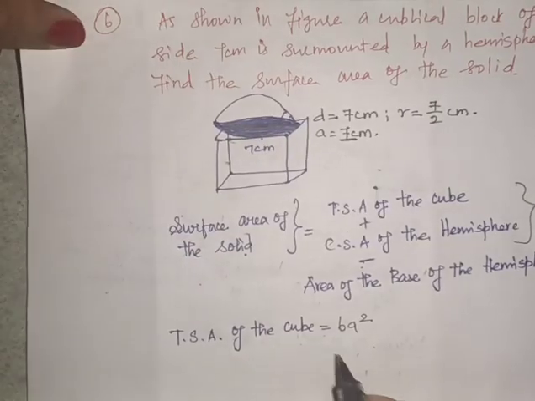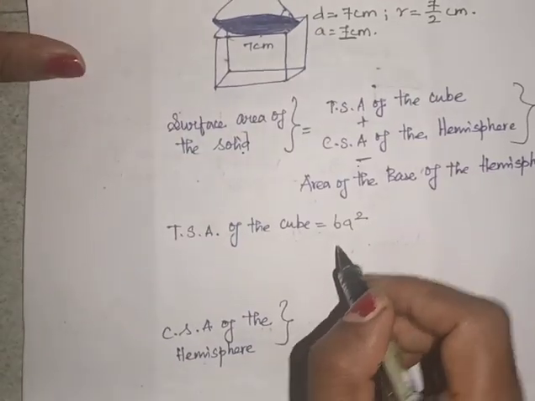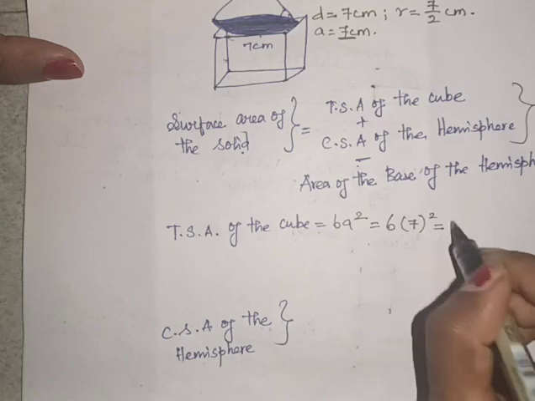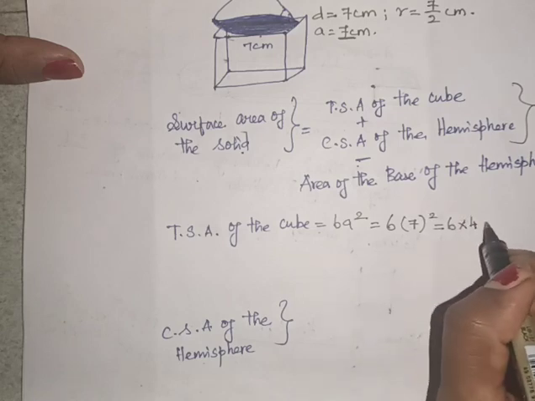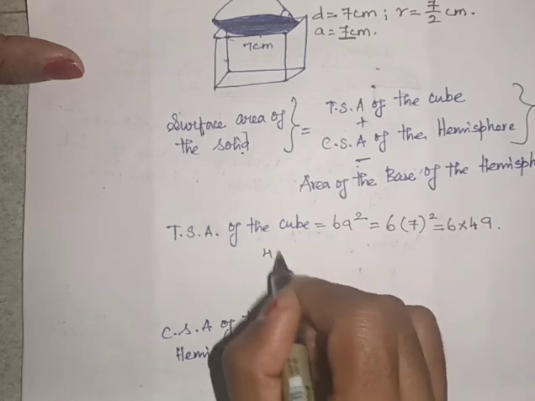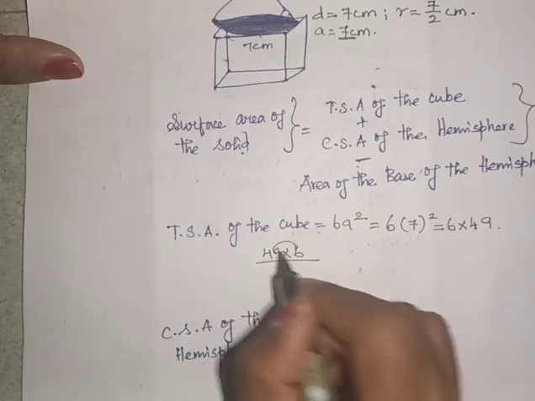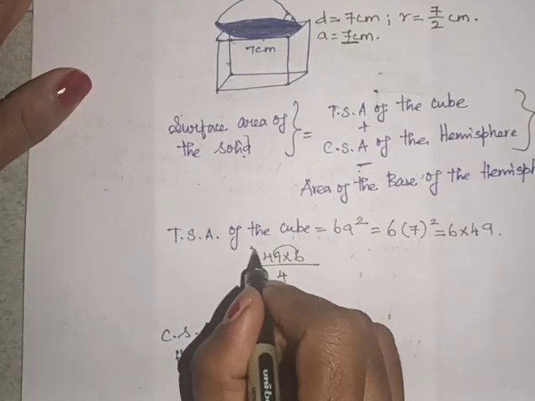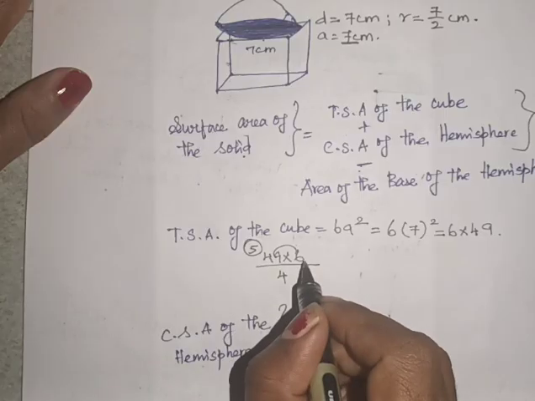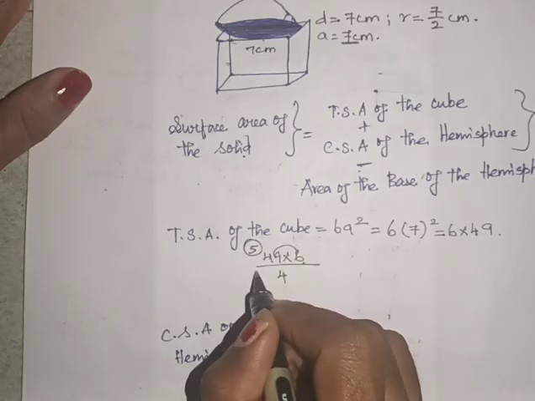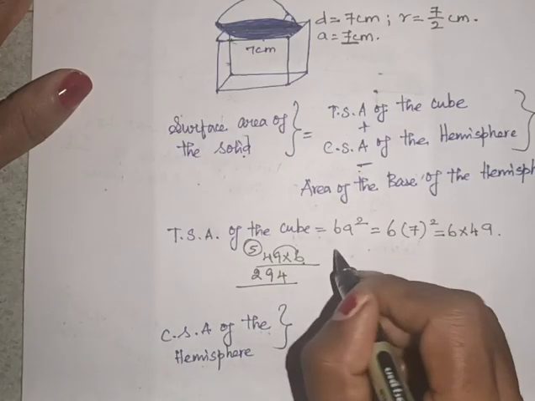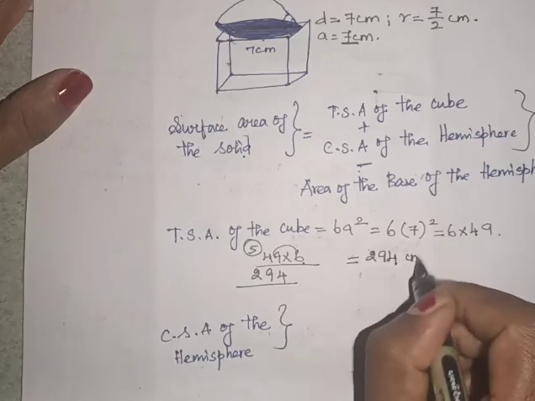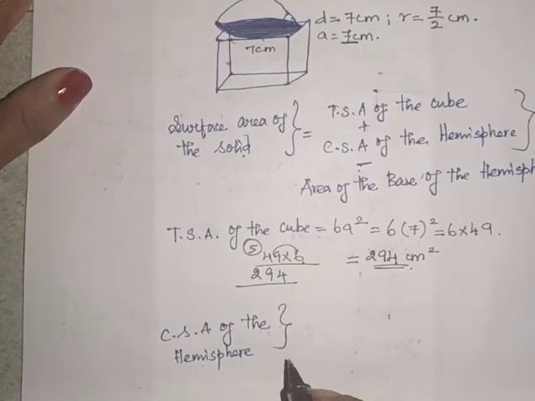First one, total surface area of the cube is equal to 6 into a squared. 6 into 7 square, 6 into 49. 49 into 6: 6 9s are 54, remaining 5. 4 6s are 24, 24 plus 5, 294. 294 centimeter squared is the total surface area of the cube.